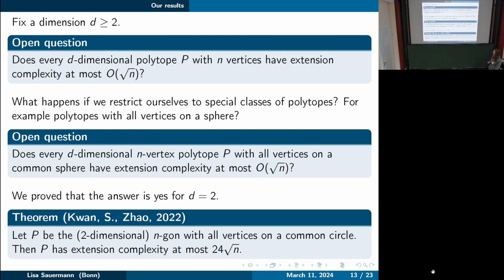But we proved that the answer is yes for d equals 2. I won't say so much about this in this talk, because this talk is mostly about the random results. But with similar methods, we also got results for all two-dimensional n-gons with all vertices on a common circle, that the extension complexity is then at most 24 square root n. So that was following similar ideas. But unfortunately, we couldn't make that work in higher dimension.